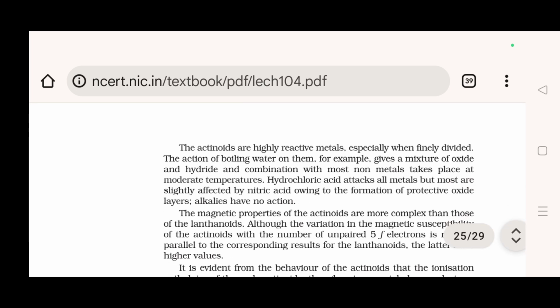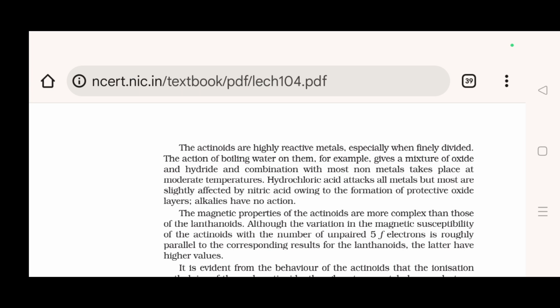The actinoids are highly reactive metals, especially when finely divided. The action of boiling water on them, for example, gives a mixture of oxide and hydride, and combination with most non-metals takes place at moderate temperature. Hydrochloric acid attacks all metals but most are slightly affected by nitric acid, owing to the formation of protective oxide layers.